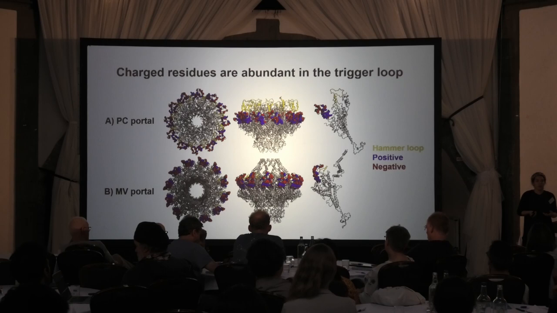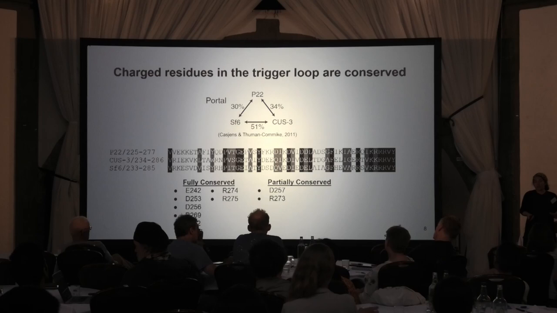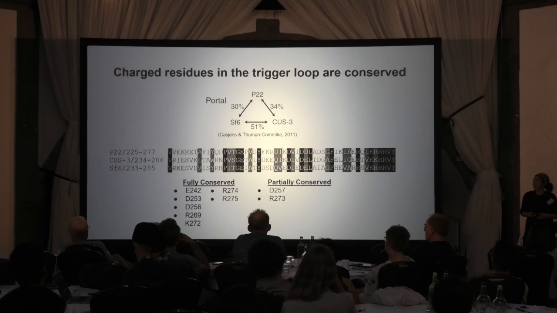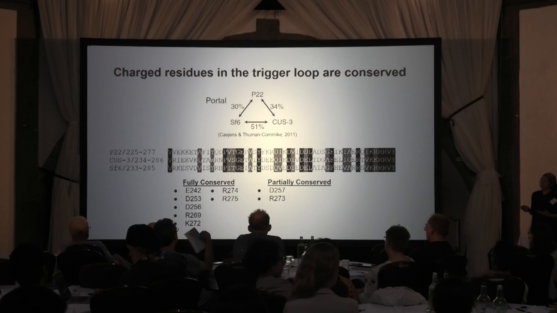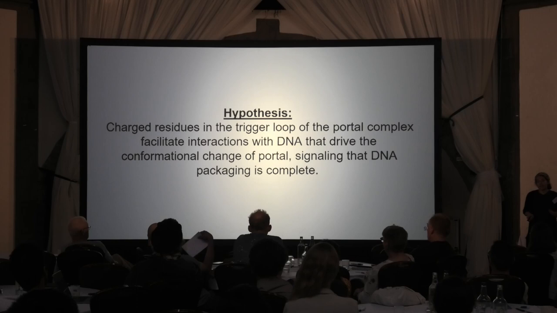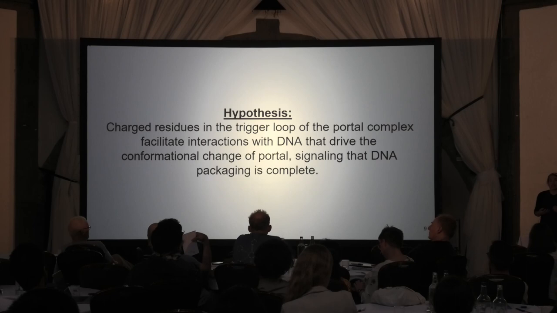It also turns out that the charged residues in this trigger loop are highly conserved between P22, Sf6, and CUS3, despite them having 50% or less similarity between their portals. So that might suggest that these charged residues are important, leading to my hypothesis that charged residues in the trigger loop are important for facilitating interactions with DNA that may be leading to a conformational change of portal, signaling that DNA packaging is complete.